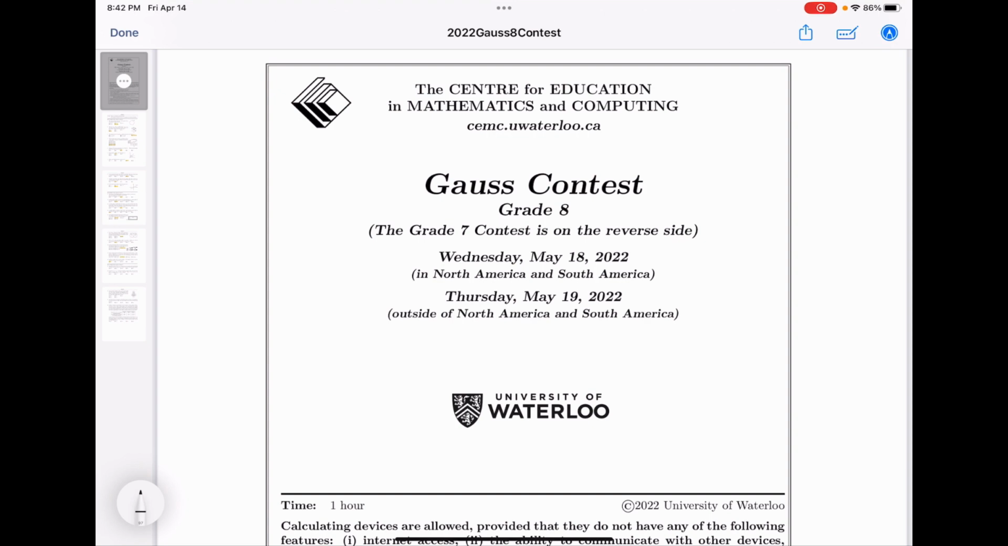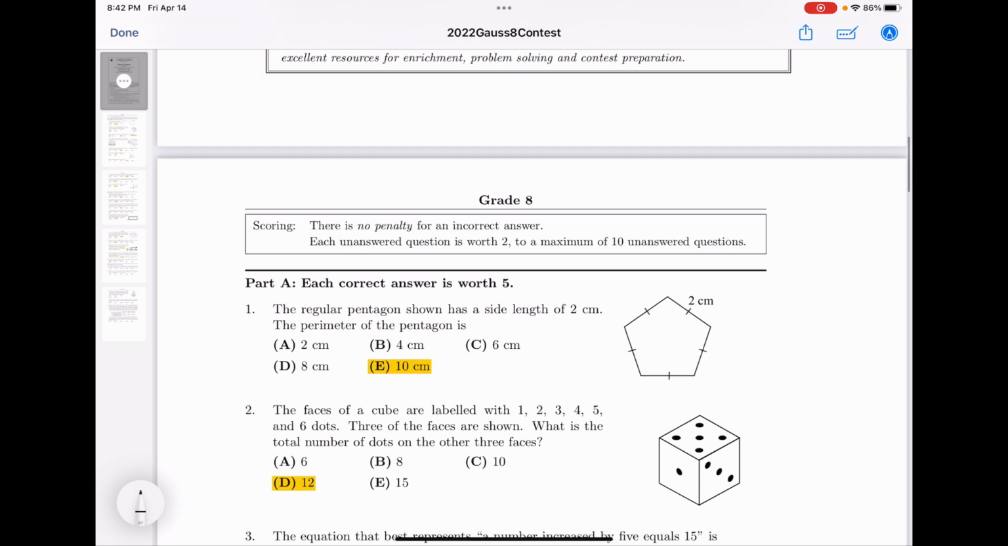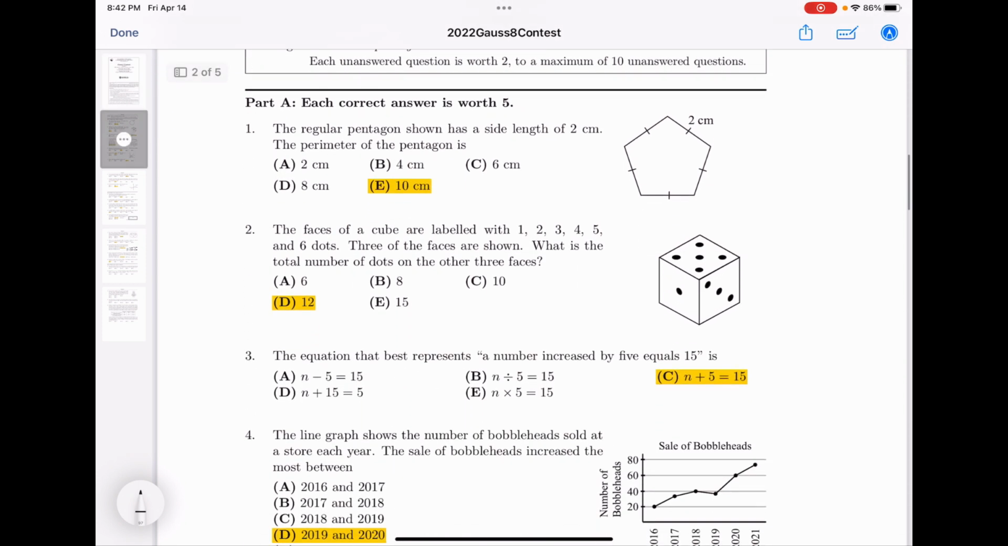To go over 2022 Gauss contests for grade 8. So part A. First question, the regular pentagon shown has a side length of 2 centimeters. So the perimeter of the pentagon is, since we know that it's a regular pentagon, therefore all sides of it have the same length, which is 2, as indicated in the question. Therefore, the perimeter would be 2 times 5 equals 10 cm.